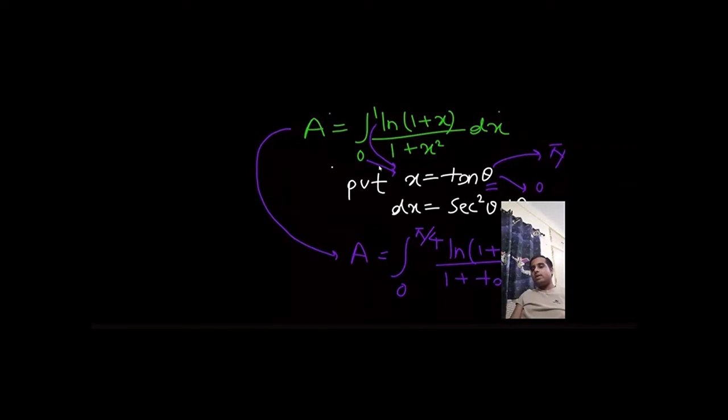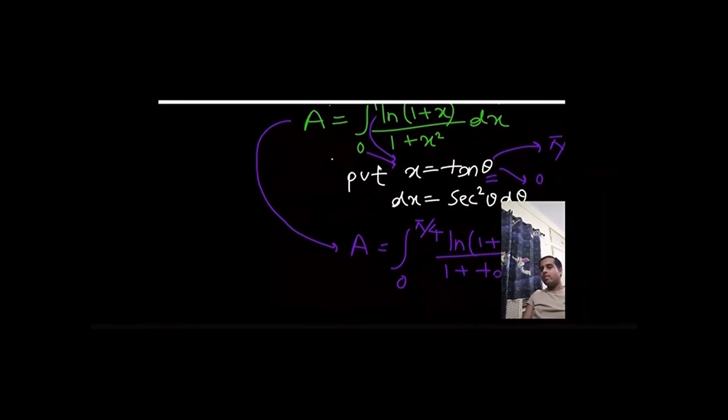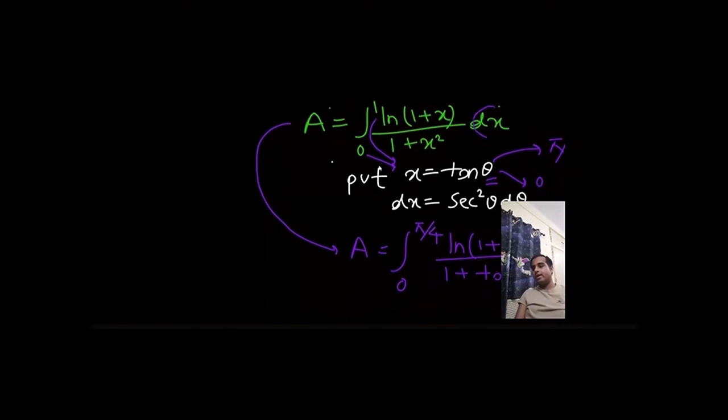So now we need to evaluate the definite integral from 0 to pi over 4 of natural log of 1 plus tan theta divided by 1 plus tan square theta, times sec square theta d theta.